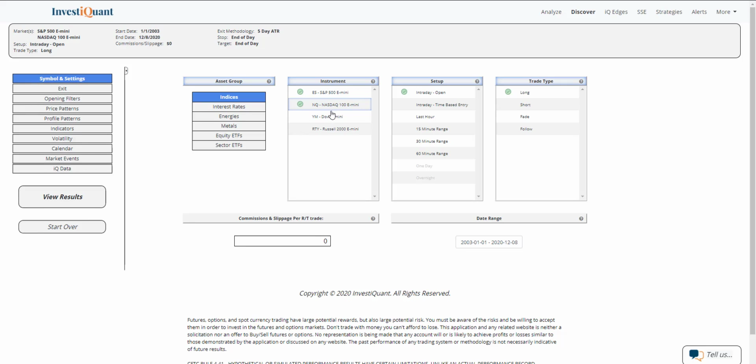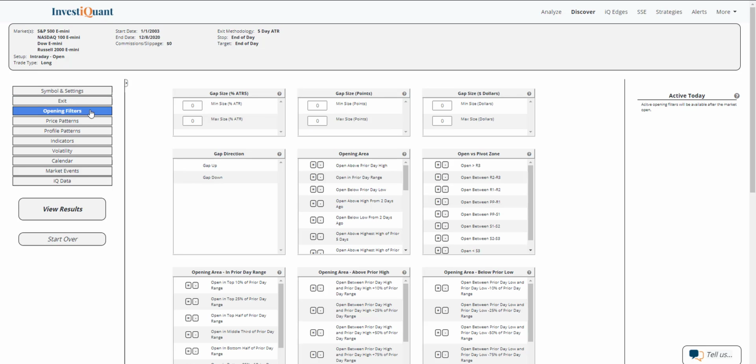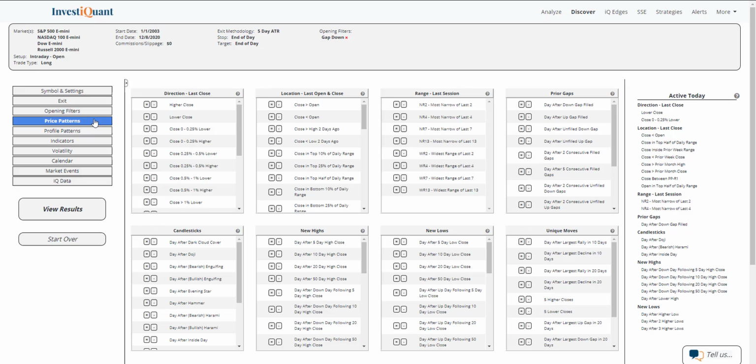I'm going to select all four instruments. The setup is going to be based upon getting long at the open, which is 9:30 a.m. Eastern Time, exiting at the close, which is 4:15 p.m. Eastern Time. For the opening filter, I'm going to say gap down, which just means we are opening below the prior session close. Then I'm going into the price pattern section, and I'm going to say that yesterday was an inside day. That's here in the candlestick section. I can just hit equals next to day after an inside day.